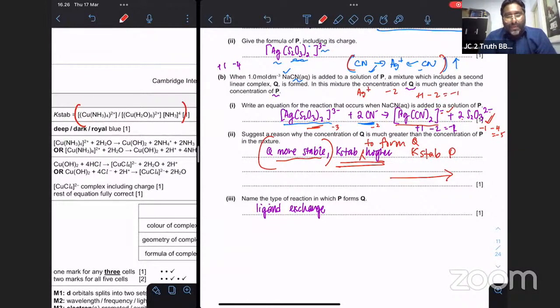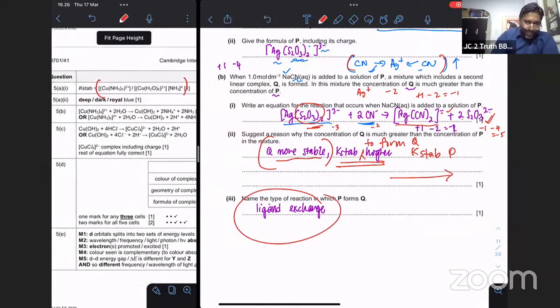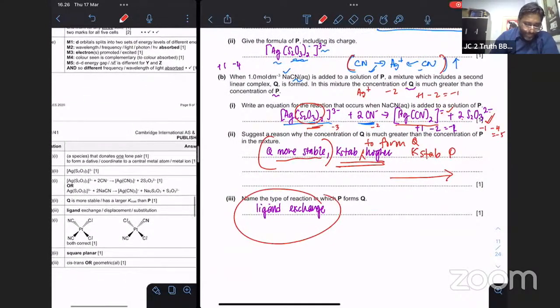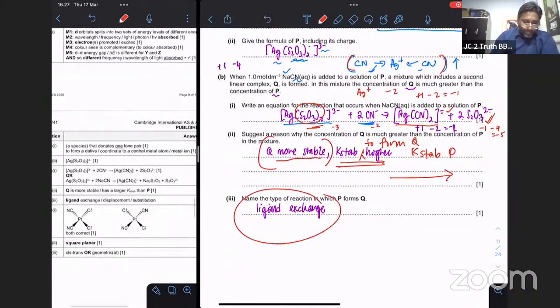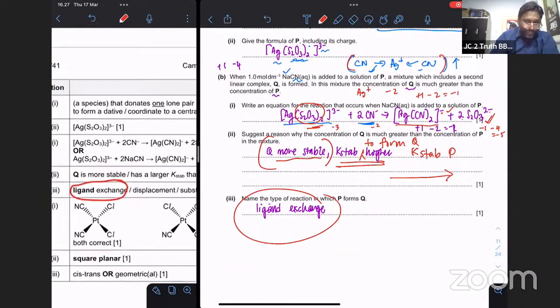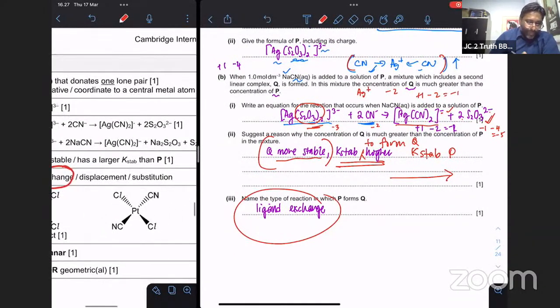Now name the type of reaction in which P forms Q. It means this ligand is going to be exchanged with the CN. So this is going to be a ligand exchange. But if you look at the marking key, they also include some other terms. You can use ligand exchange, which I suggest you to use. But if you want to write displacement or ligand substitution, yes, go ahead.